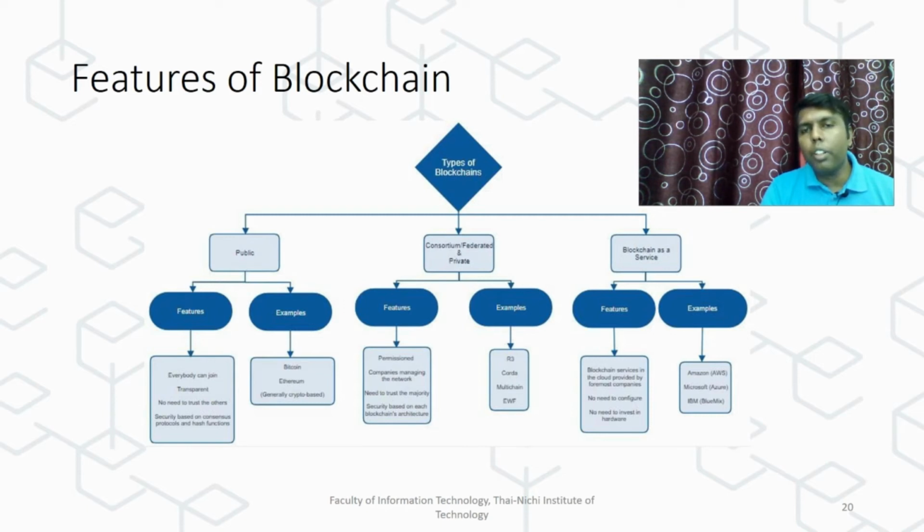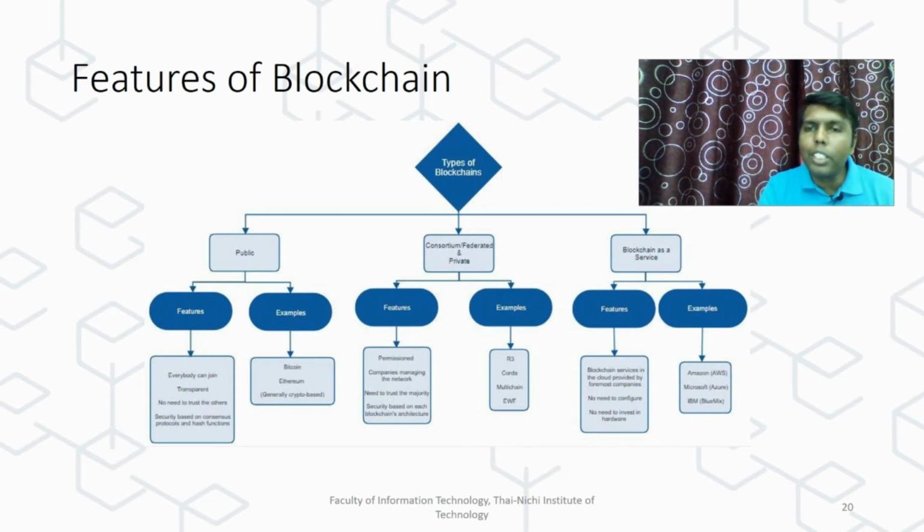Examples are Bitcoin and Ethereum, and generally they are crypto based. In a consortium, federated, or private blockchain, they are normally permissioned. They are like within a particular network, where only a small set of people are given the privilege to use it. It's just like an intranet. It's not actually an intranet, it is available on the internet, but the access to that particular blockchain is available only for a certain number of people.